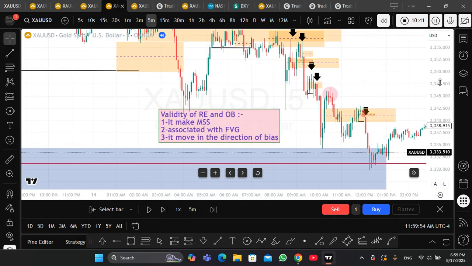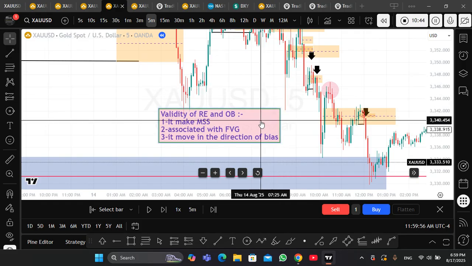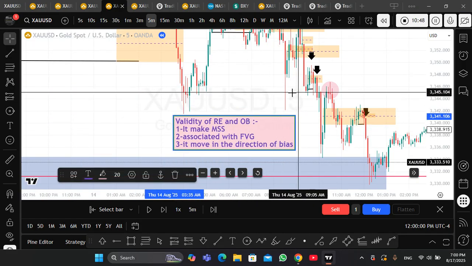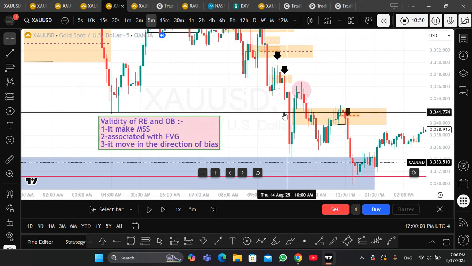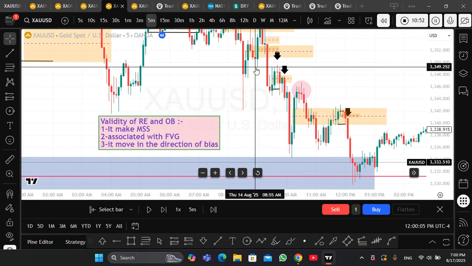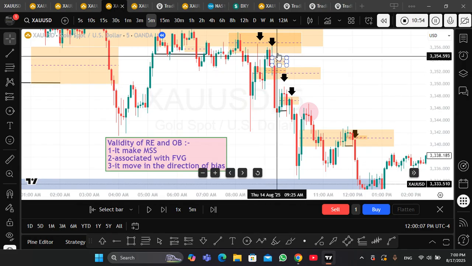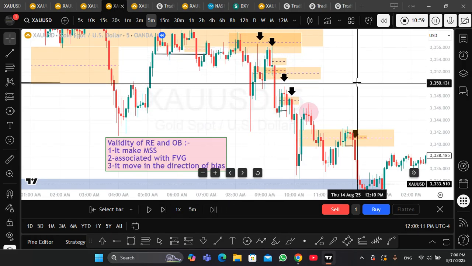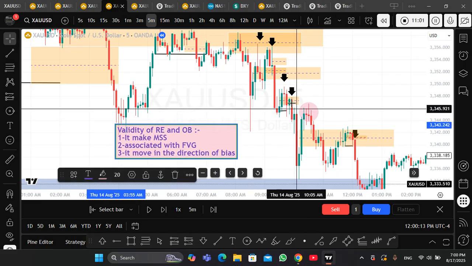Someone asked me about this rejection. What about this? This rejection is against the buys, so we neglect it. This rejection is against the bias. Okay, you can see this rejection. This rejection is against the bias, but this rejection is with the bias. It goes with the direction of the trend.